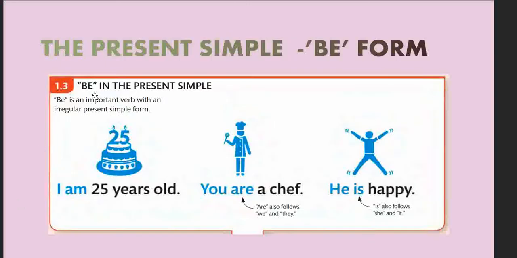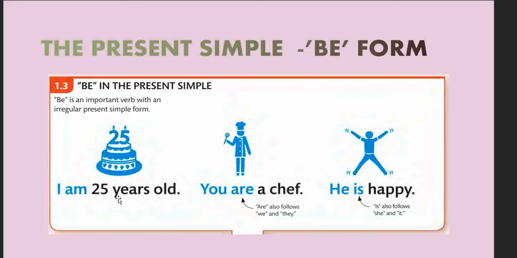Now let us see the be form in the simple present. What is be form? I have just mentioned there are 11 such words: am, is, are, was, were, do, did, does, has, have, had. Be is an important verb with an irregular present simple form.